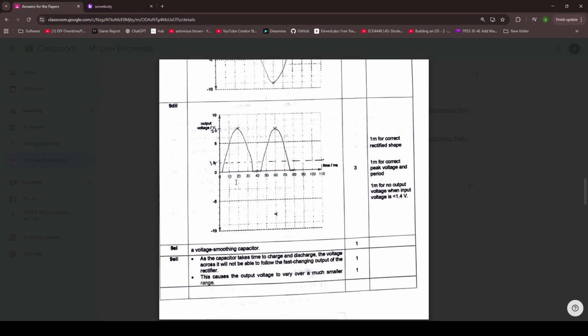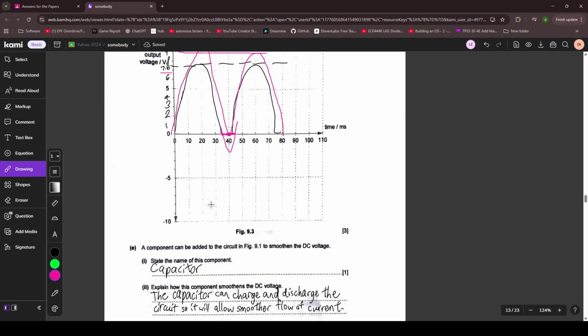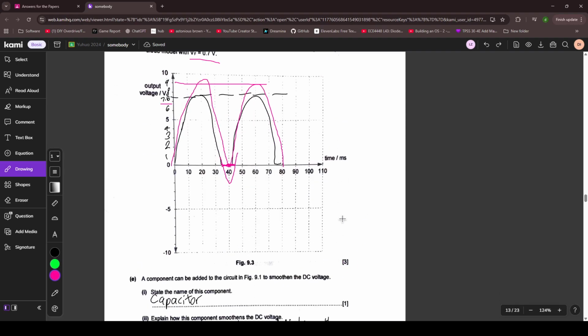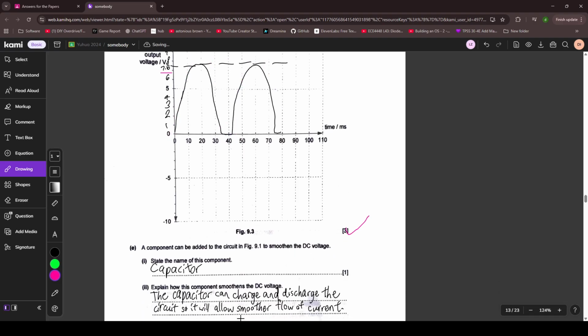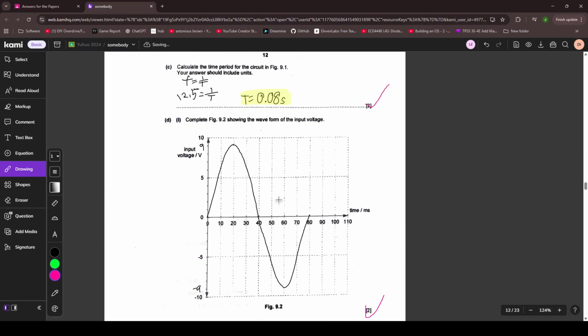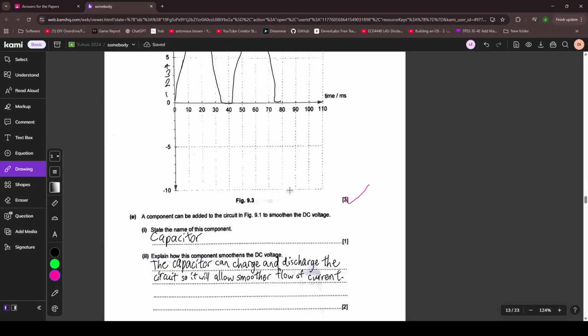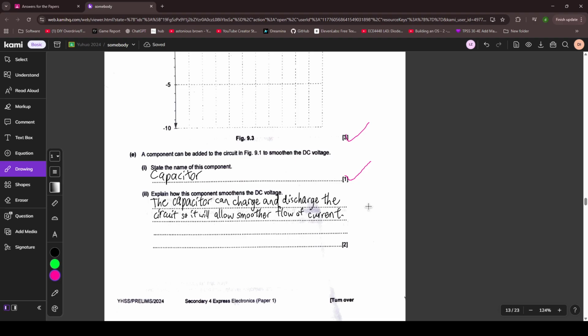But it looks like you got it. So you got it, 3 marks. Okay, let me remove what I added. Yep, 3 marks, nice. A component can be added into 9.1, so here, to smoothen the DC voltage. State the name of this component: capacitor, yes. Explain how the component smooths the DC voltage. The capacitor can charge and discharge the circuit, so it will allow smoother flow of current.